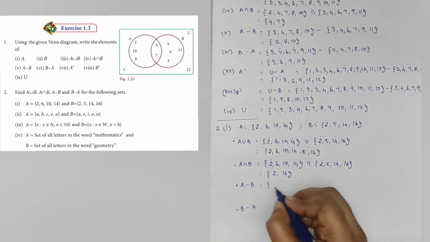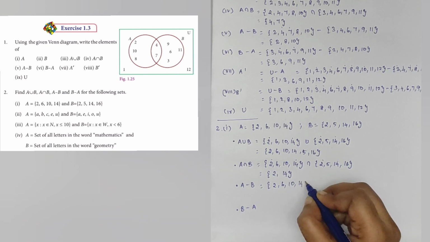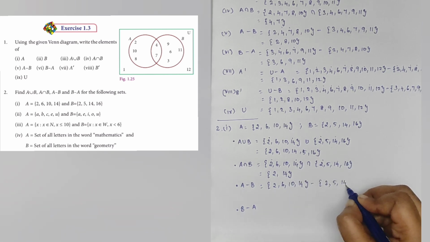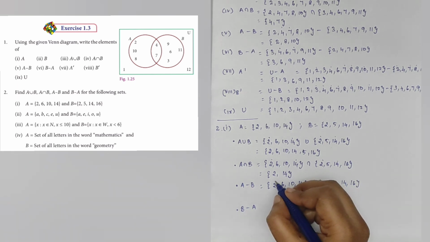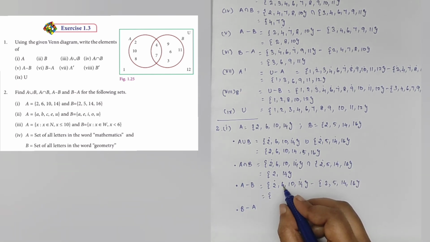Now do it for A minus B, that is {2, 6, 10, 14} minus {2, 5, 14, 16}. Now mark the common elements 2 and 14. List out the uncommon elements of set A, that is 6 and 10.